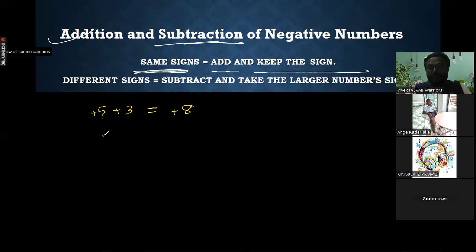Now let's say it is 9 plus 12. Both of them are having positive sign. So same sign, you add and keep the sign. 9 plus 12 is 21, so positive 21.